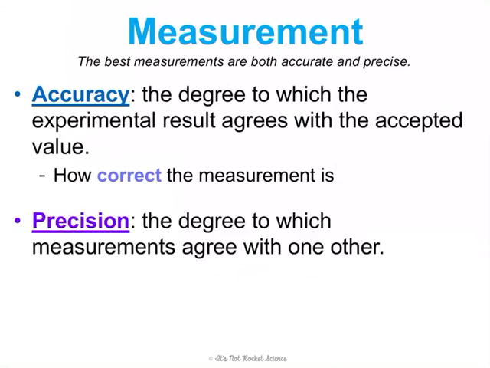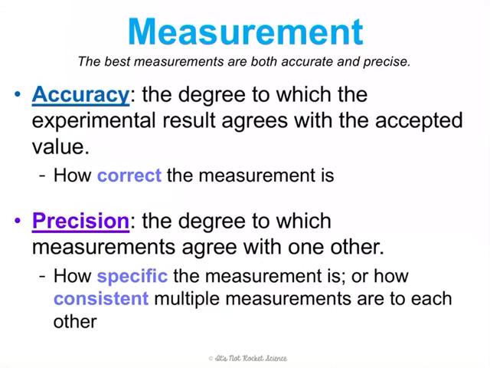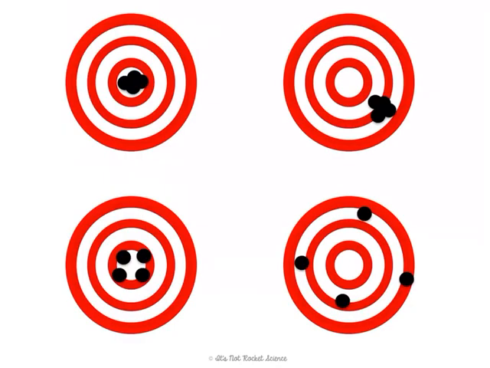And precision is the degree to which measurements agree with one another. So this is how specific your measurement is, or how consistent multiple measurements are to each other. Right, so you need to make sure that you know and understand the difference between accuracy and precision. So let's look at these examples here.